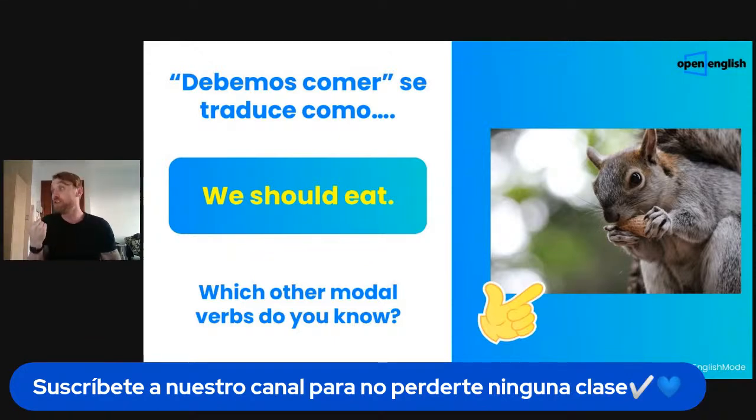So should is a modal verb. Should es un verbo modal. Por eso no se pone to después. We should to eat? No. We should eat. We should study. We should speak. We should do. We should drink. So, cualquier verbo modal se aplica esta regla. Así que cuéntame, por favor.